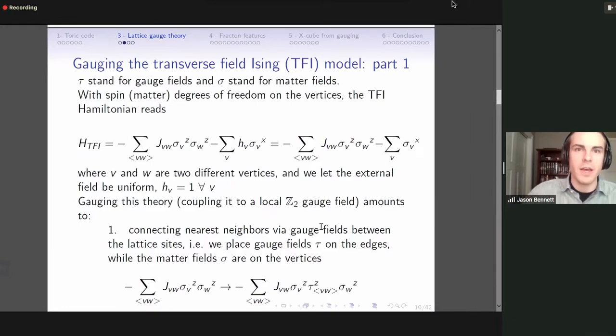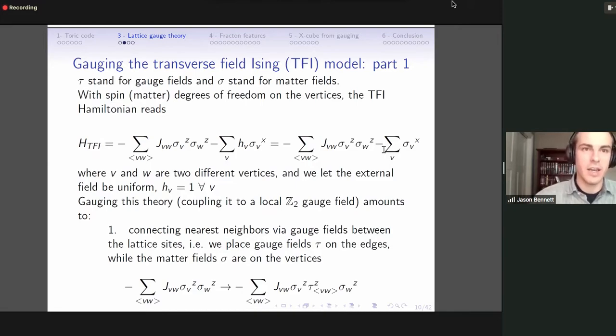There we go. I can have an Ising coupling term between each of these matter fields on the vertices, and I can also have a transverse field. For simplicity, I'm just going to let the transverse field be uniform throughout all of it and set it equal to 1. So that's why I'm making this identification here.